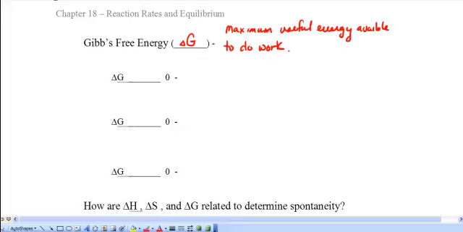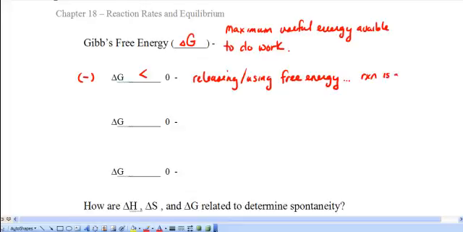If a system has a delta G that is less than 0, meaning it is negative, that process is losing or releasing free energy. That means that the reaction is going to happen. The reaction is spontaneous. If a reaction can use its energy and apply that energy to another system, it's going to do it.